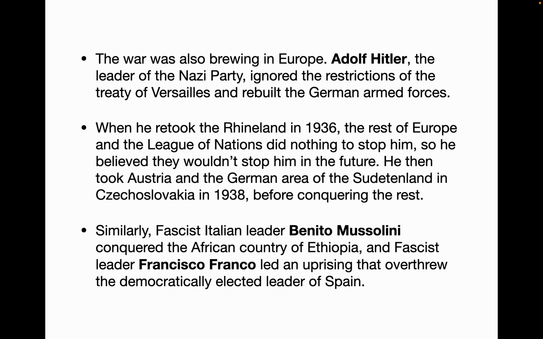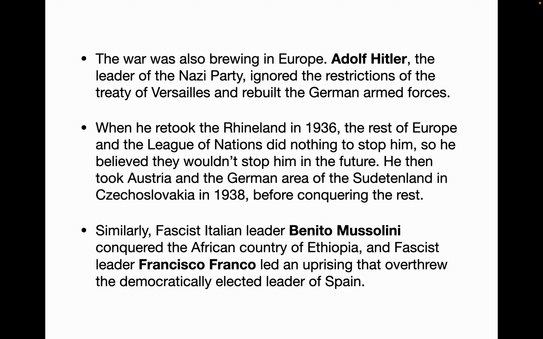He took the Rhineland between France and Germany in 1936 and basically said, "Who's going to stop me?" And nobody did, at least the Europeans did not. The rest of the League of Nations did nothing to stop him. They sort of said, "We don't like it," but they didn't try to stop him. So he thought, well, they're not going to stop me later on, too.